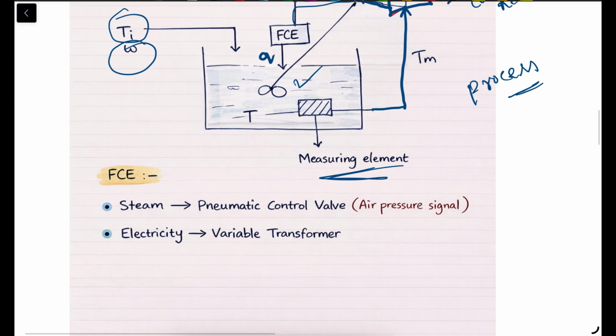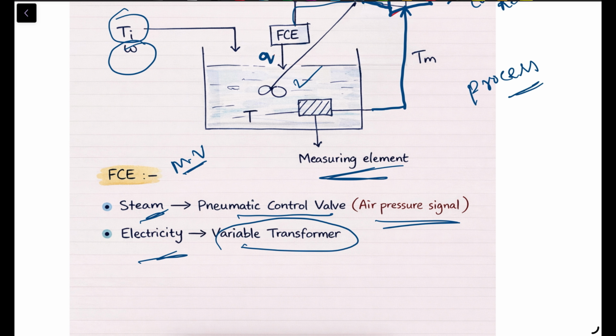The final control element is the component that actually changes the manipulated variable. There are two possibilities here. If you're using steam heating, the final control element is a pneumatic control valve that regulates steam flow using the air pressure signal. If you're using electrical heating, the final control element is a variable transformer, which adjusts the electrical power supplied to the heater. So the final control element is responsible for physically adjusting the process.